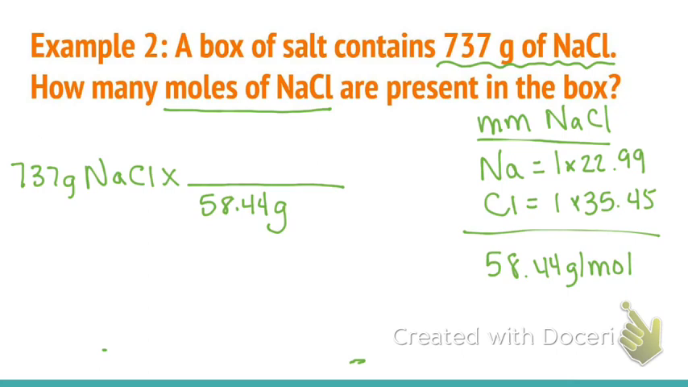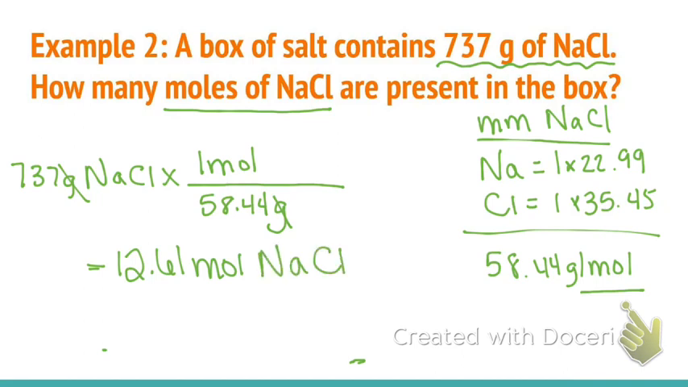The other part of the conversion factor is always 1 mole. That's coming from this per mole part of the mass. So in this particular example, we need to divide in order to solve. So if we take 737 divided by 58.44, we get an answer of 12.61. And our unit, because grams have eliminated, is moles. And again, getting in that good habit, this is 12.61 moles of table salt.